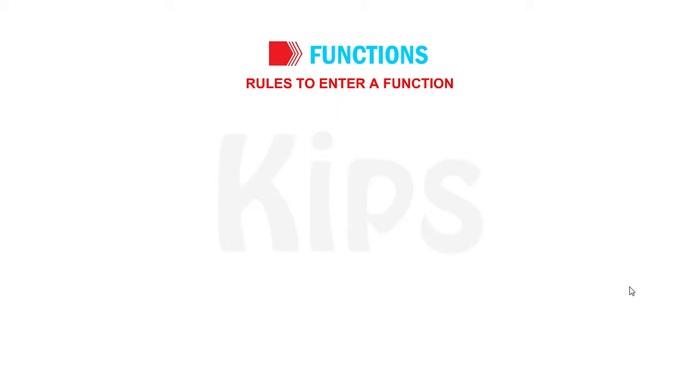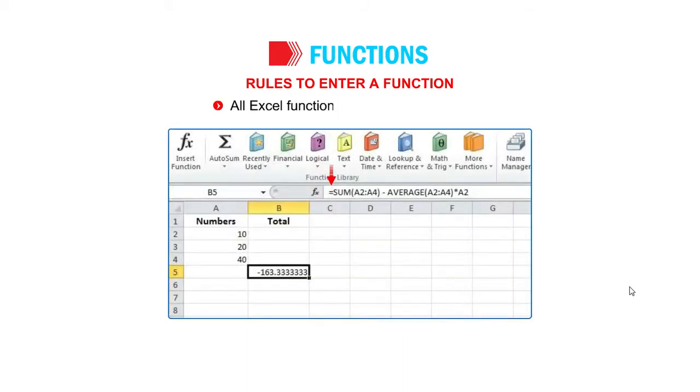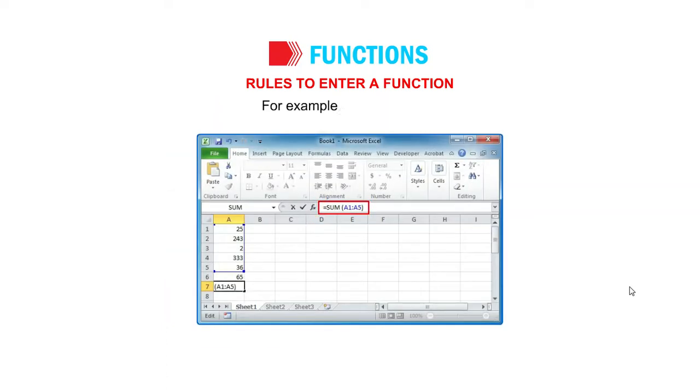Rules to enter a function. All Excel functions must begin with equal to sign. Function name must be valid Excel name. For example, sum, average. Function name must be followed by an opening and closing parenthesis. Arguments are enclosed in the parenthesis. For example, =SUM(A1:A5).